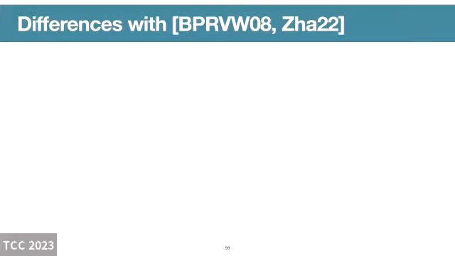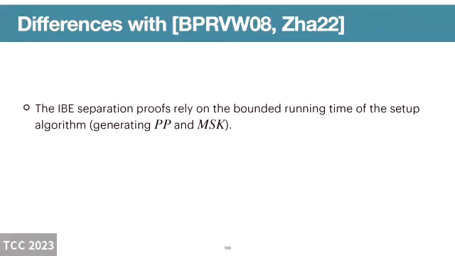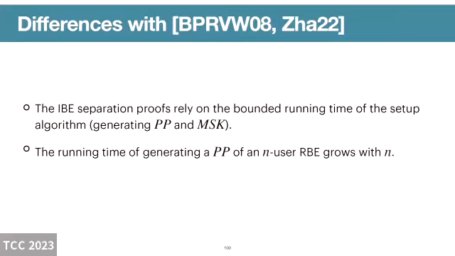So let me quickly tell you how our work is different from prior impossibility results on IBE and why those techniques don't apply here. The existing IBE separation proofs rely on the fact that the running time of the setup algorithm that generates the master secret key and public parameter in IBE is bounded. But in fact, in RBE, the running time of the algorithm that generates a public parameter could grow with the number of users. So we can't use the same techniques to prove that a compact string cannot signal too many trapdoors.